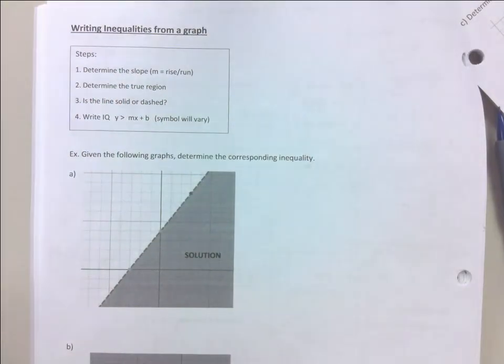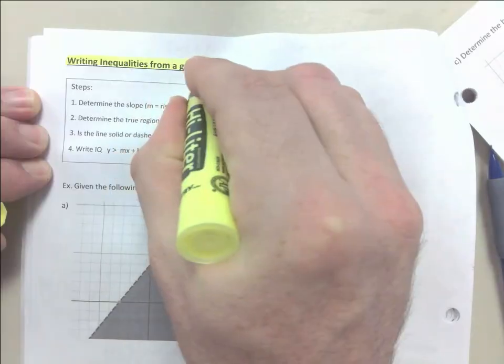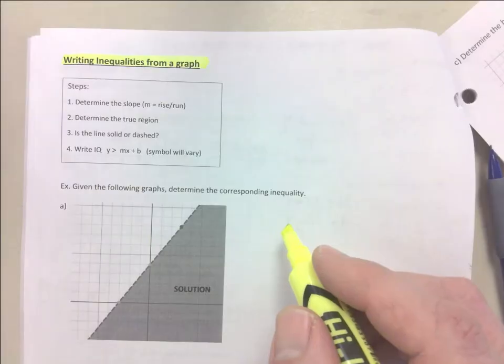Writing inequalities from a graph. That's the title of this. These are the steps that I recommend. You don't have to follow them, right?